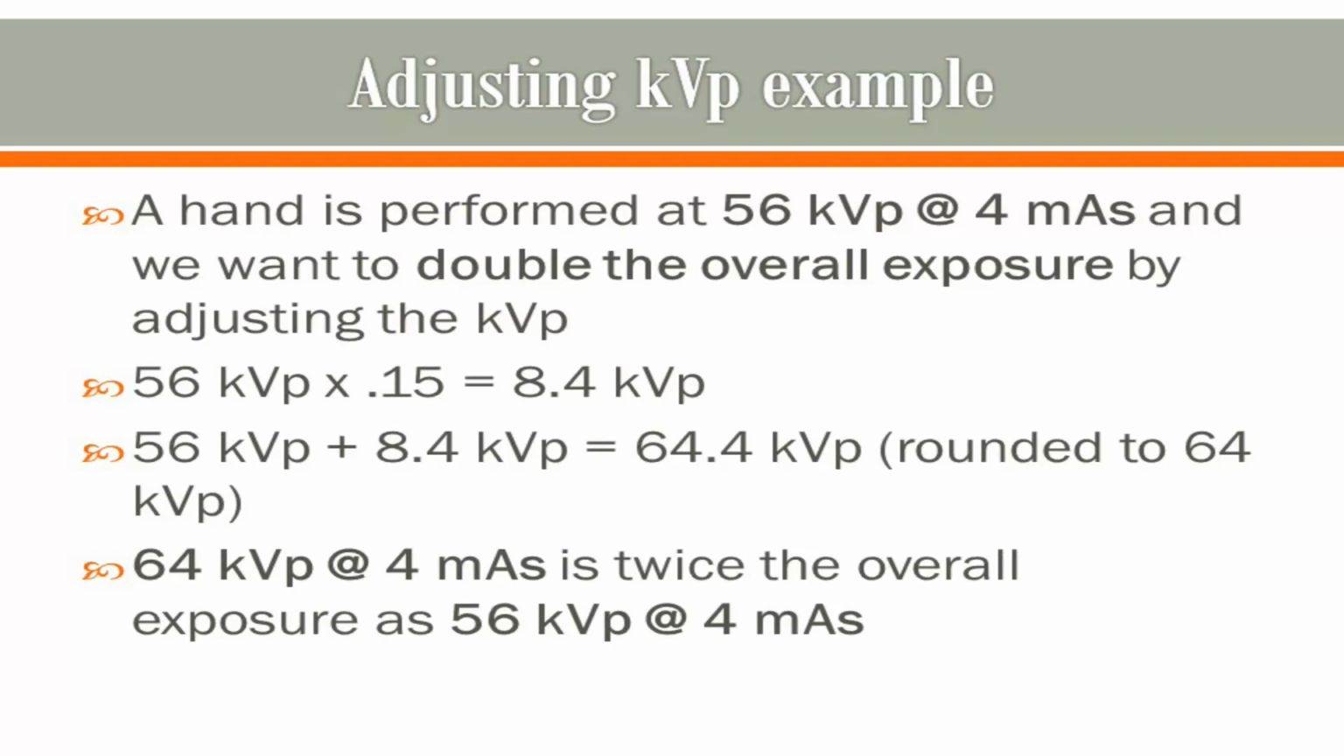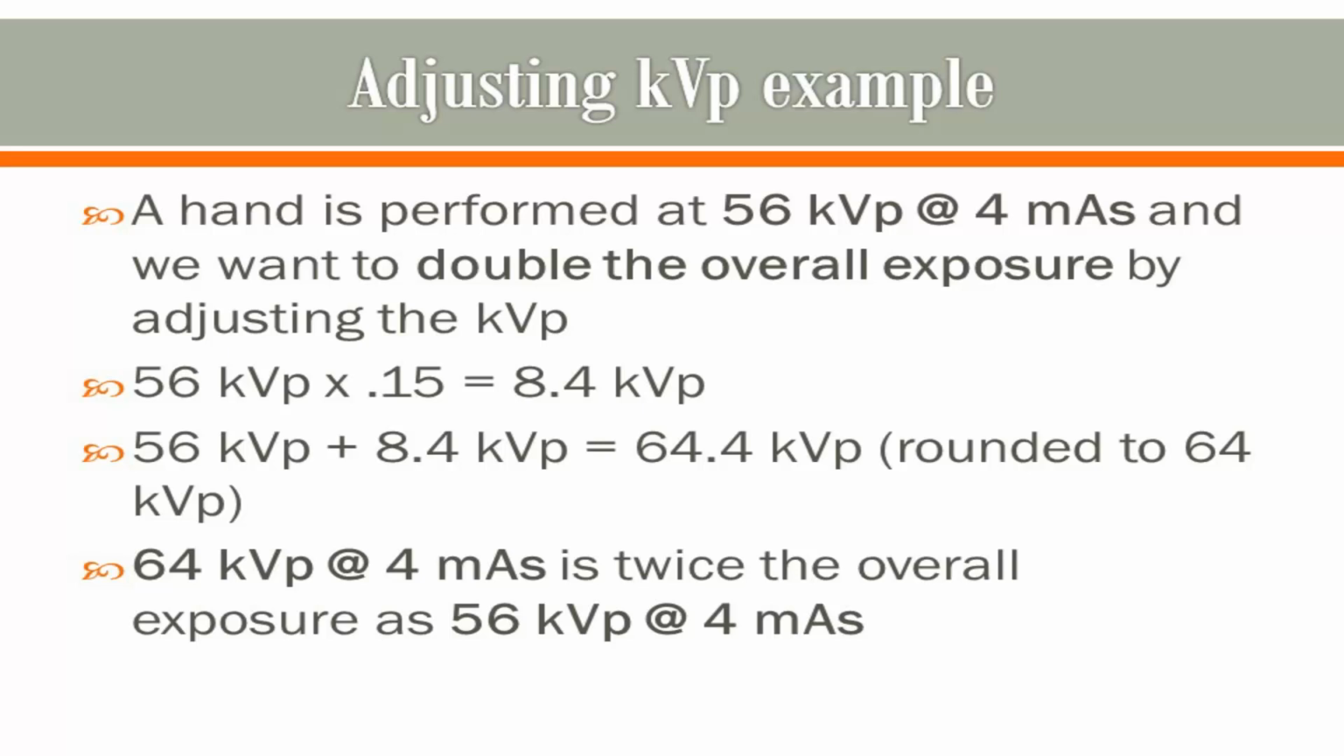So let's look at an example together using fictional numbers. A hand is performed at 56 kVp at 4 mAs, and we want to double the overall exposure by adjusting the kVp setting. The first step is to find out what 15% of 56 is. And to do that, we take 56 kVp and multiply it by 15%, or 0.15. And that answer is 8.4 kVp.